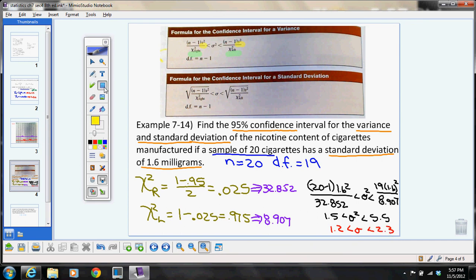This particular problem asked for both variance and standard deviation. So you would need both of those answers. On the test, you'll only be asked for one at a time.